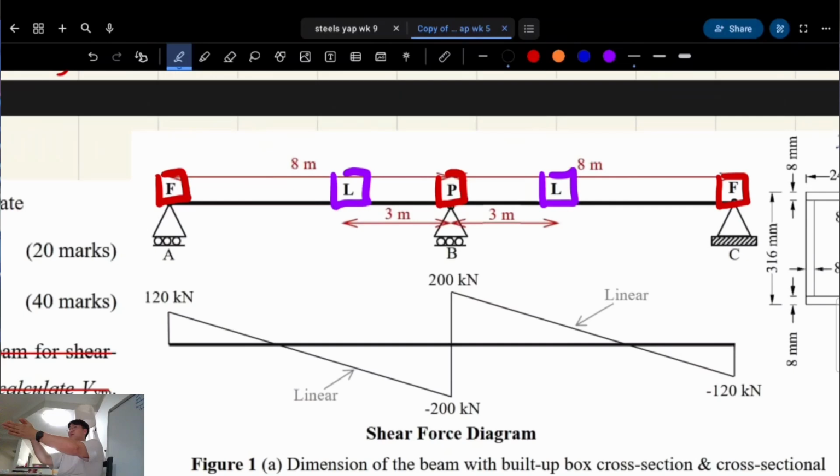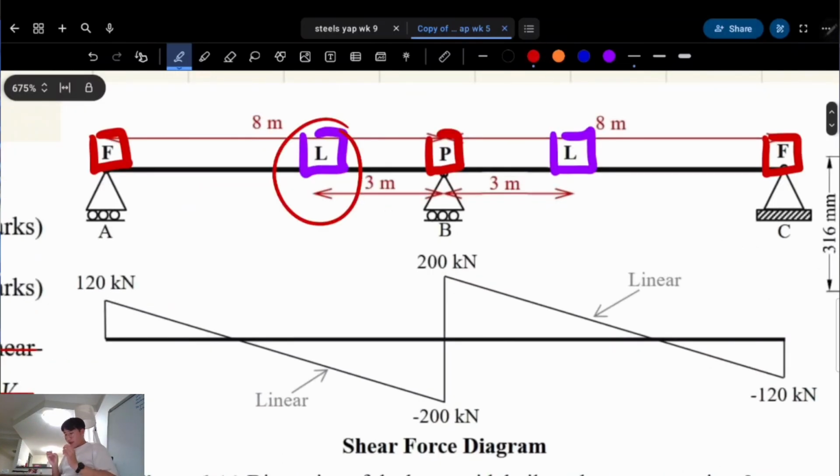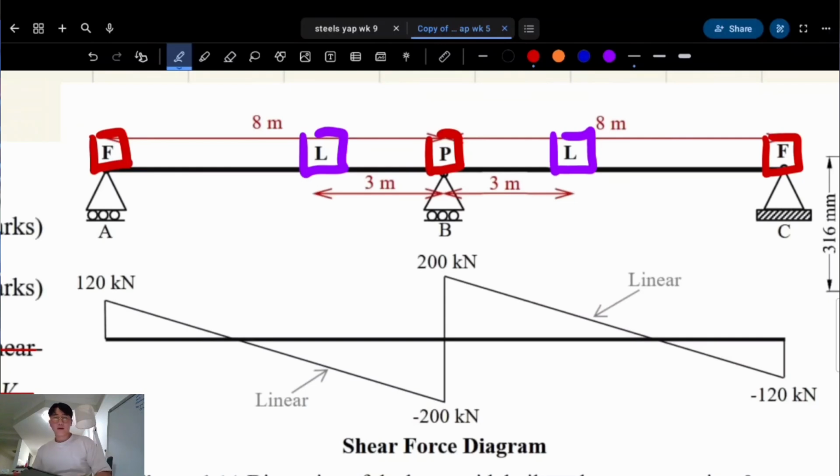I see. Not really the same as a support. So like you can see here, L doesn't have a support under it, but it's laterally restrained, right? Then what does F stand for? F stands for fully restrained. And P is partially restrained? Partially restrained, yeah. And that just affects the numbers used in the table?